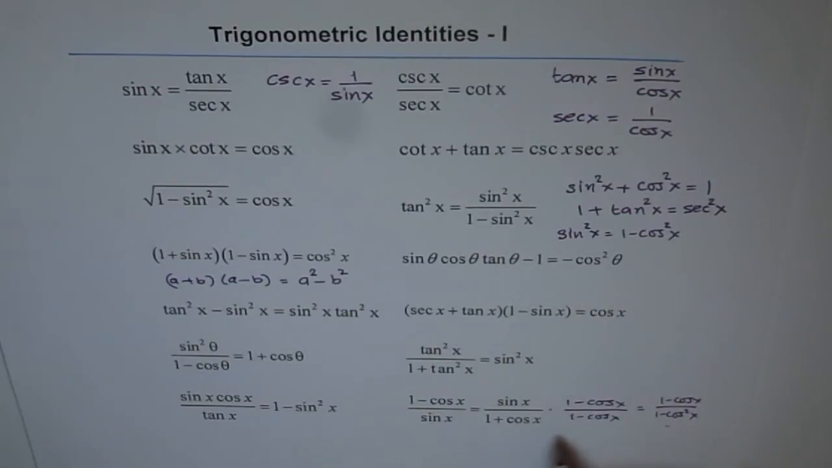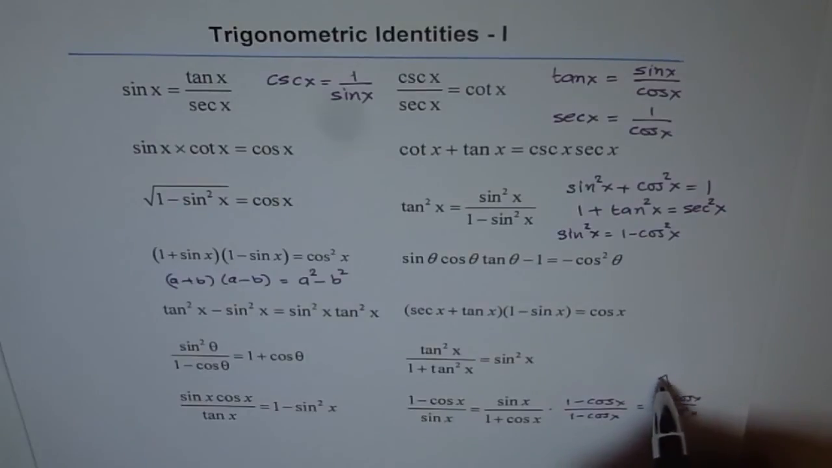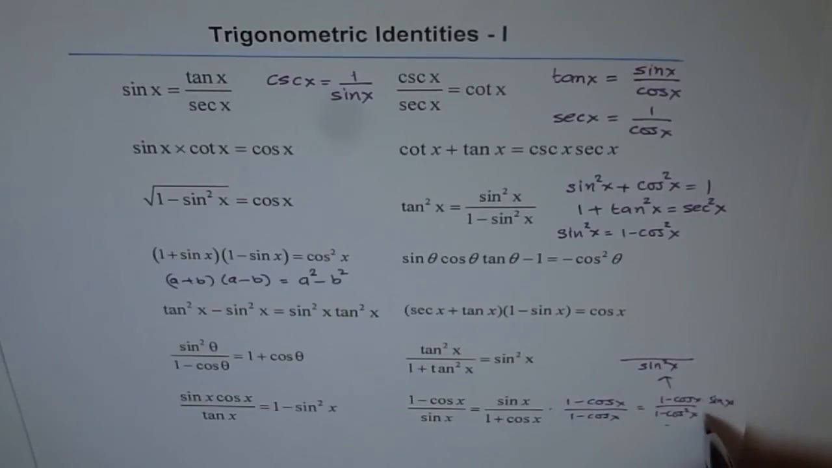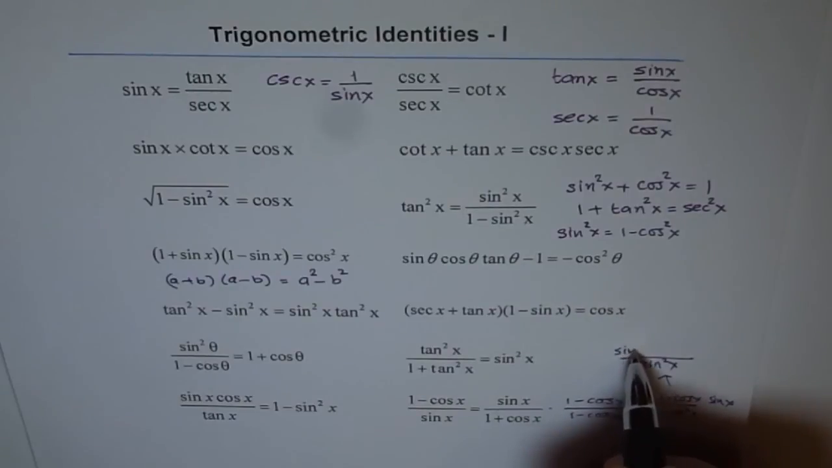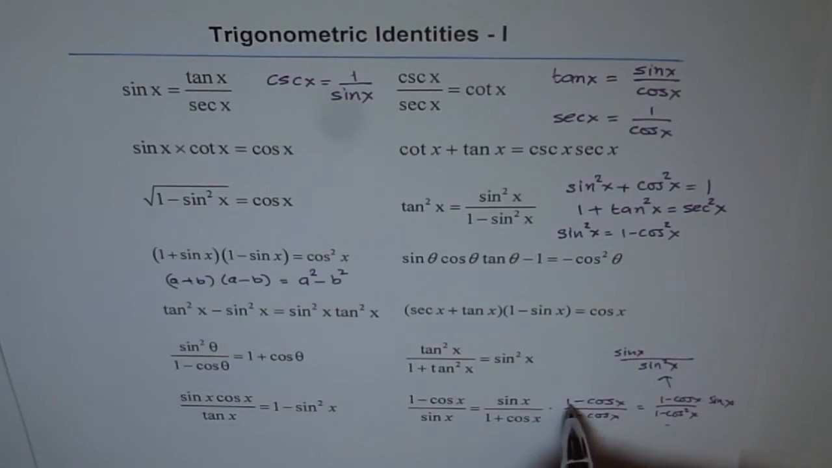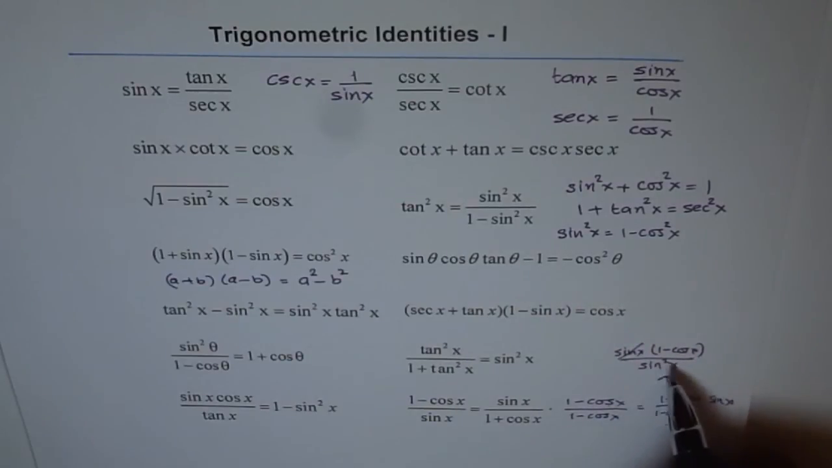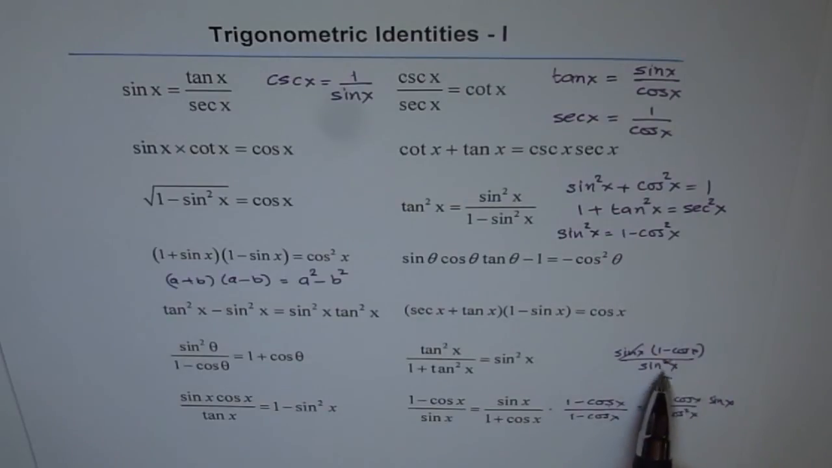I don't have enough room here, so let me go up and complete it here. This is sine x times this, right? Now 1 minus cos square x is sine square x, right? And on the top you have sine x times 1 minus cos x. Is that okay? So one of the sine x cancels out and you get 1 minus cos x divided by sine x. So again, 3-4 steps, right?